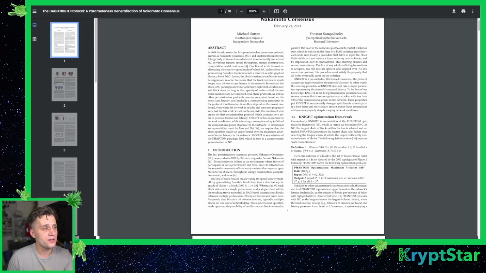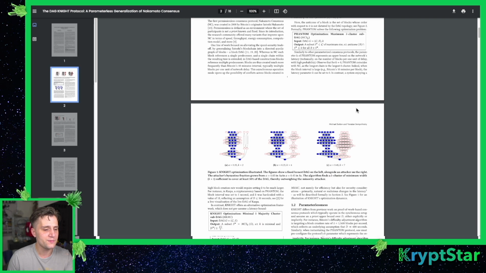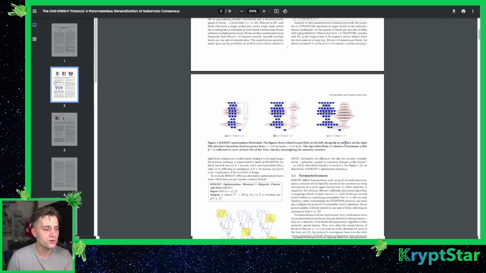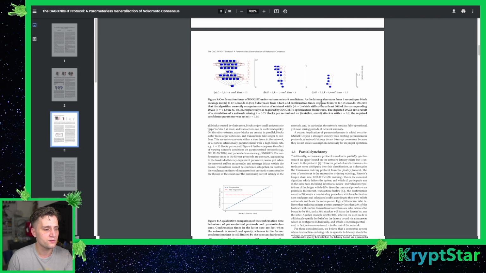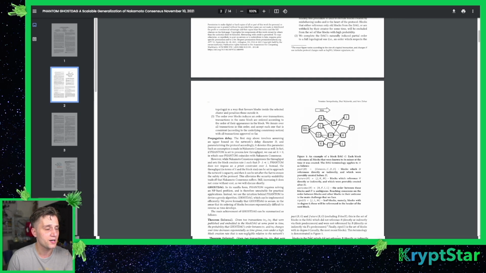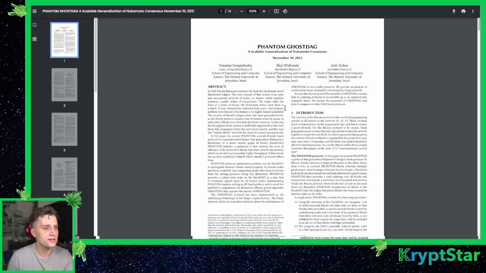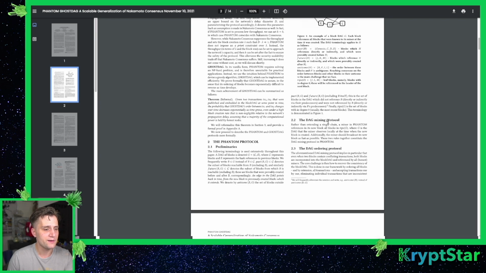Okay, so there's, like I said, the Nakamoto consensus, the DAG Night protocol. This is a parameterless generalization of the Nakamoto consensus. This was created by Jonathan Somlinski, and it basically talks about different attack vectors on the DAG protocol, and then how that compares with the original Nakamoto consensus model. Okay, so it's very, very complicated right here, so you can take a look at that if you want. I'm not going to dive into deep details. Here it talks about the Phantom Ghost DAG. Okay. It talks about how the DAG blocks are created and the DAG mining protocol.